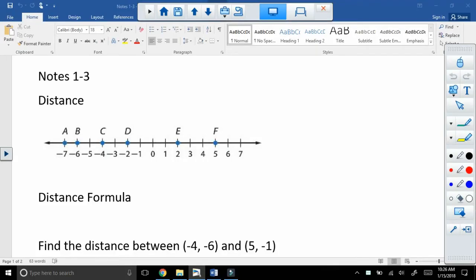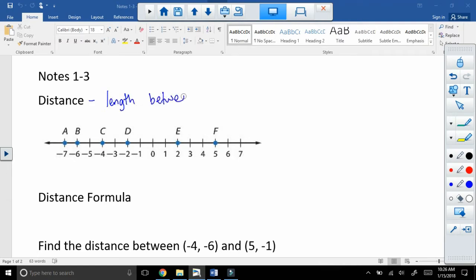Class, we're about to start lesson 1-3, and this lesson has two main concepts, so we're going to break it into two videos. This first one is all about distance, and when we're talking about the distance between 2 points, we're talking about the length between them.